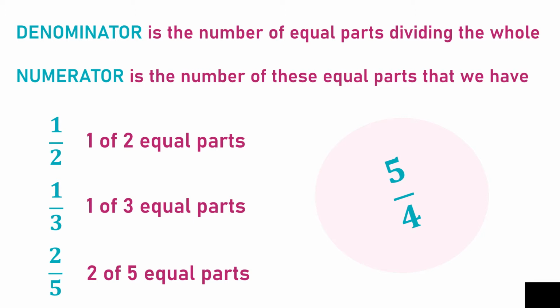Looking at the fractions on this slide, we see that we have 1/2, or one of two equal parts, 1/3, or one of three equal parts, and 2/5, or two of five equal parts. We also see another fraction, 5/4. 5/4 tells us that a unit has been divided into four equal parts, and we have 5 of them. That's really not so difficult to understand.